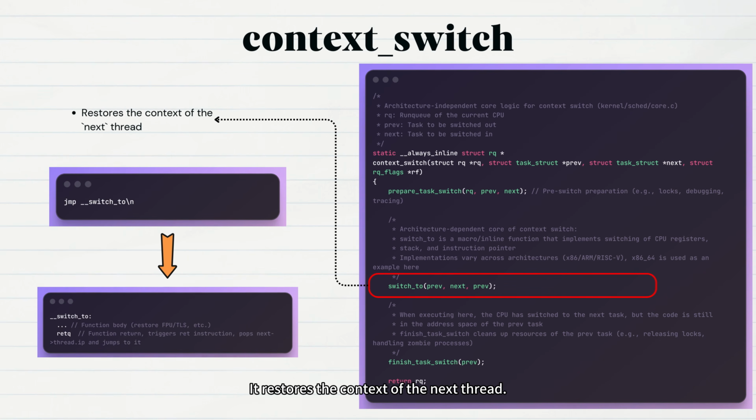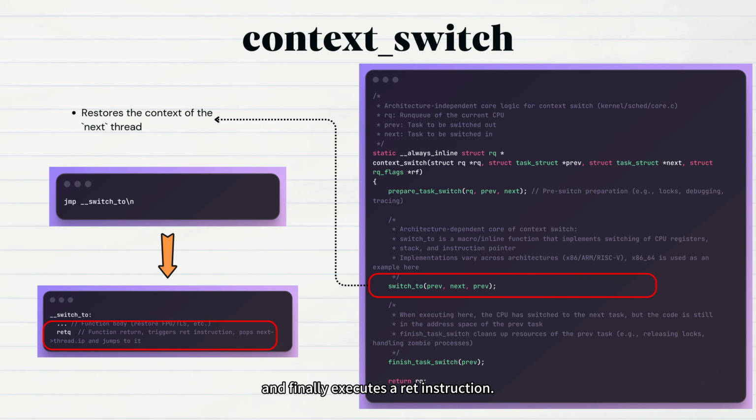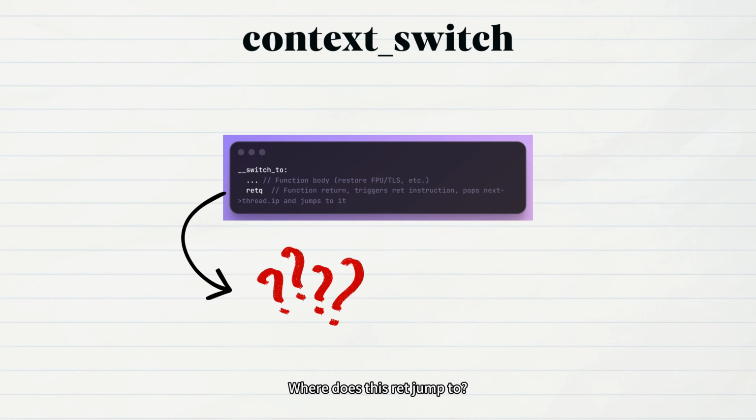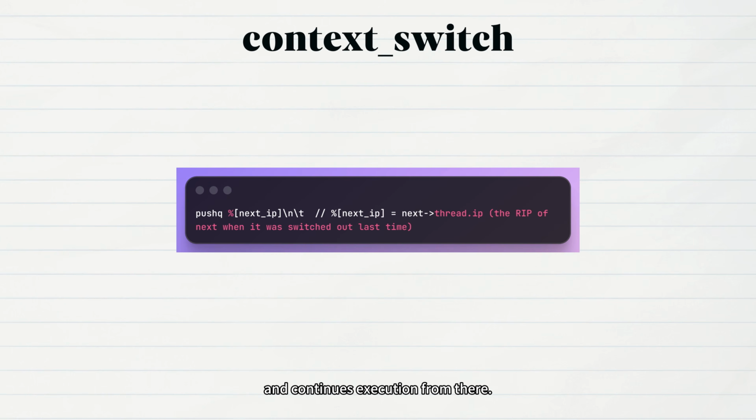Finally, it restores the context of the next thread. It reads all the register information previously stored in next's thread struct back into the corresponding CPU registers and finally executes a ret instruction. Where does this ret jump to? It jumps to the place where the next thread was last interrupted and continues execution from there.